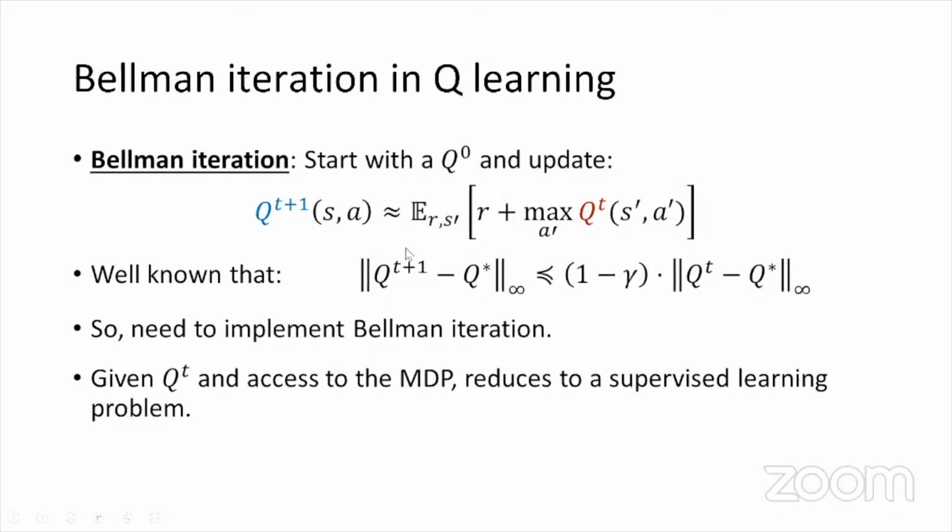So the second thing to note is that in order to do Bellman iteration, this actually boils down to a supervised learning problem, in the sense that for every S comma A, we have a right hand side here. We can compute this quantity by doing a transition from S comma A, and we want to find Qt plus 1 that actually satisfies this equation. Okay. So in that sense, this boils down to a supervised learning problem.